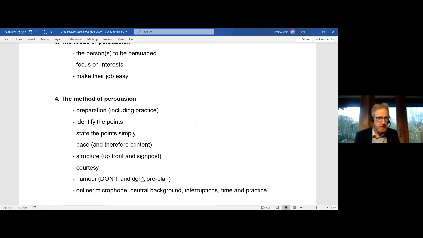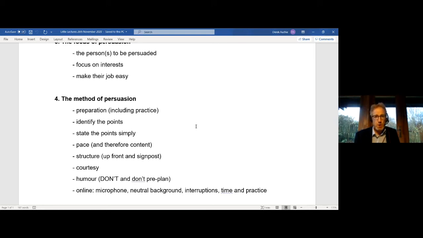Courtesy, always be courteous, even when others are not being courteous to you. So sometimes you might be asked aggressive questions, or someone might be rude to you when you're presenting or at the end of a presentation. Just don't rise to it. Be courteous in return. That's very difficult to do, of course, for obvious reasons. But that's something which is always something to look out for.